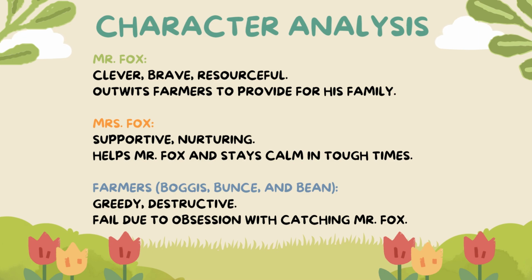Next are the farmers, Boggis, Bunce, and Bean. The three farmers are greedy, cruel, and determined to catch Mr. Fox. They symbolize the negative side of greed and the destructive consequences of obsession. The farmers destroy the land with tractors and digging machines, harming the environment and other animals in the pursuit of Mr. Fox.